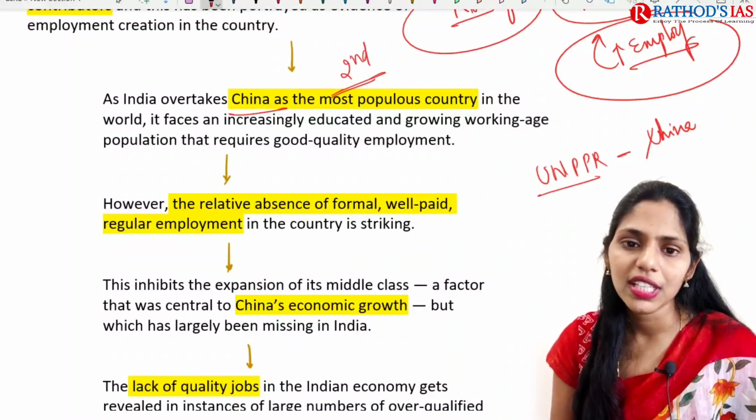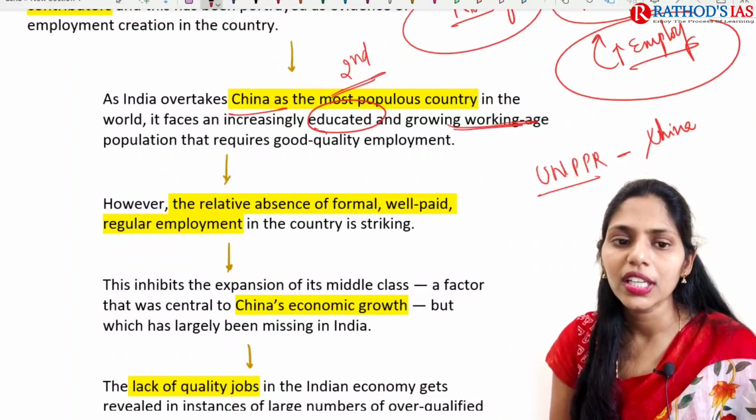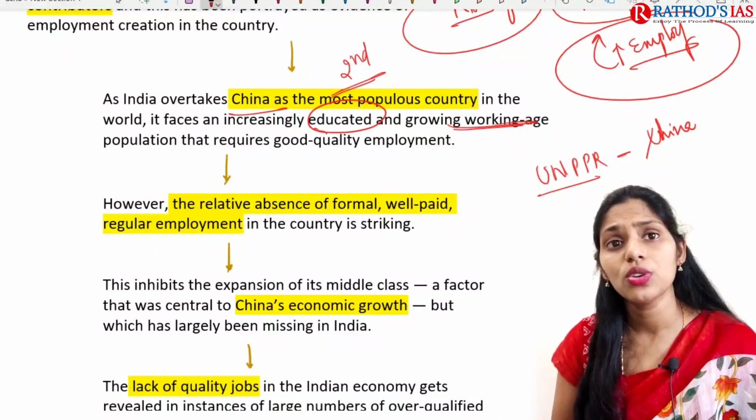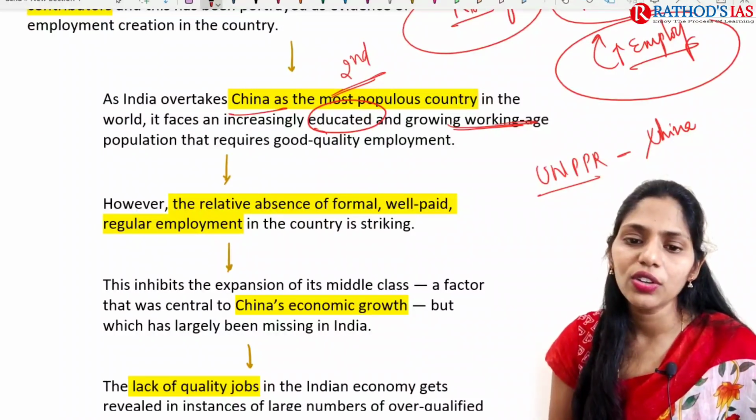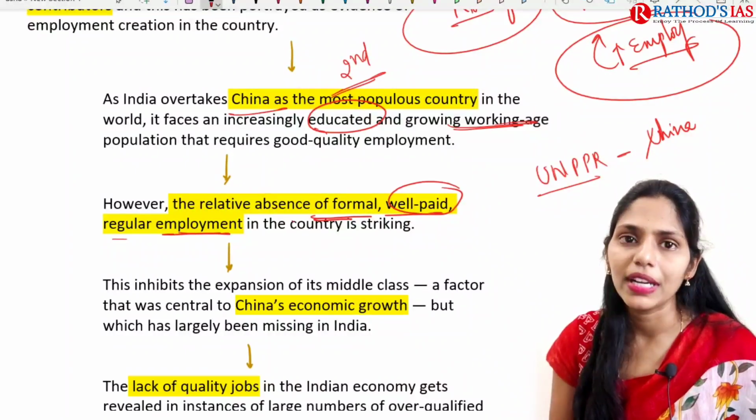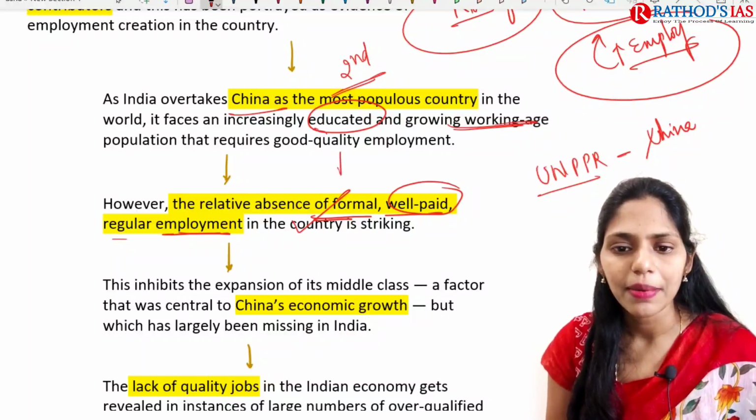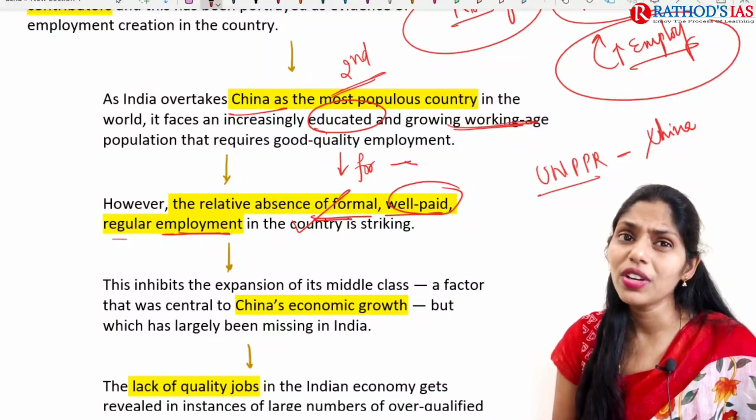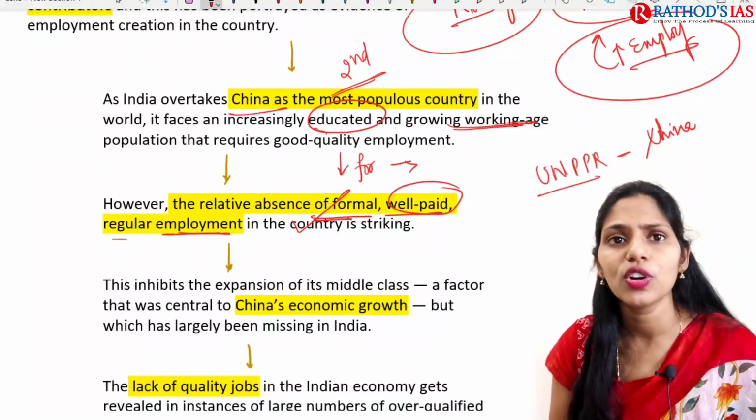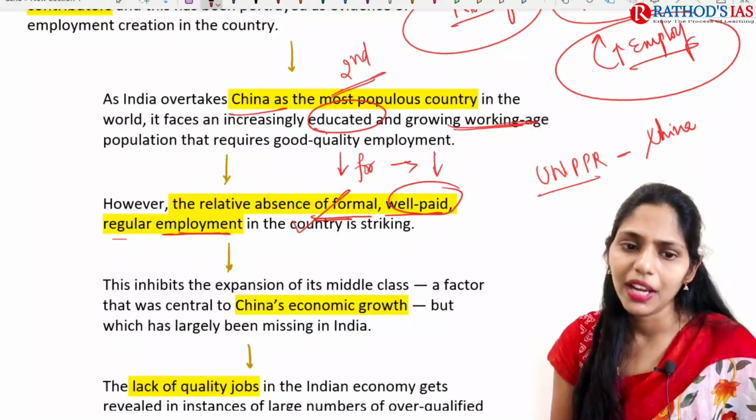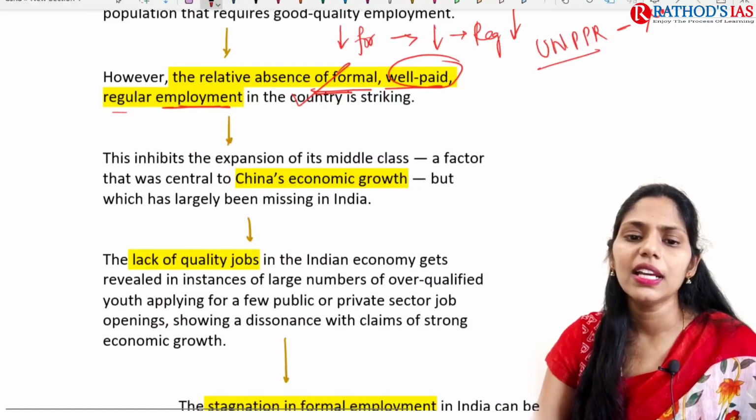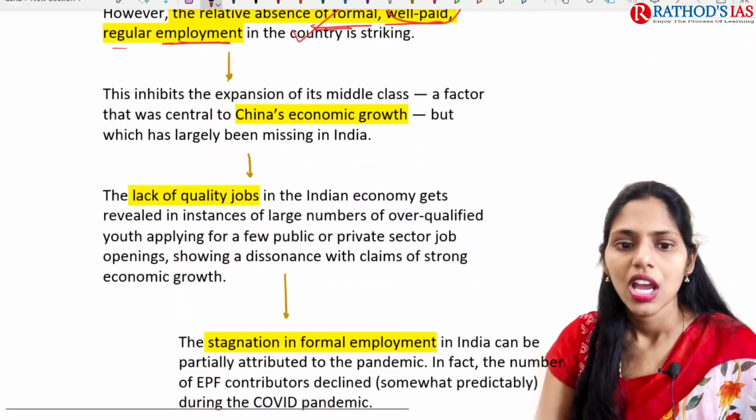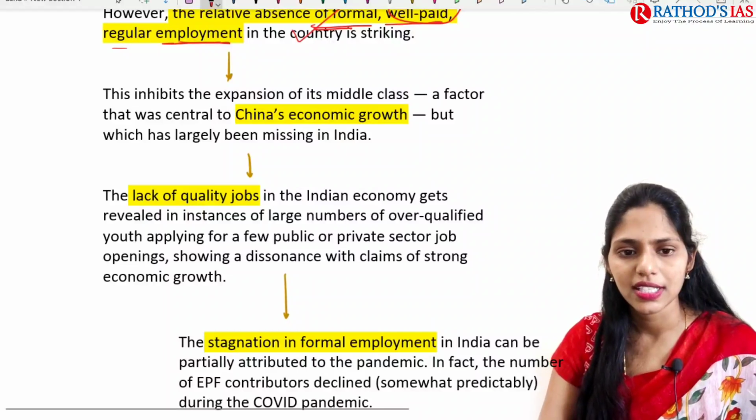So here we are facing an increasingly educated and growing working age population. Because of this, the Government of India needs to ensure good quality employment, and the relative absence of formal, well paid and regular employment in the country is a striking issue now. So what happened? There is a decrease of formal jobs. In formal jobs we have a good pay scale, but when they decrease, the pay and regular employment opportunities will decrease, and this inhibits the expansion of the middle class, and this is the thing which is mainly said in this article.